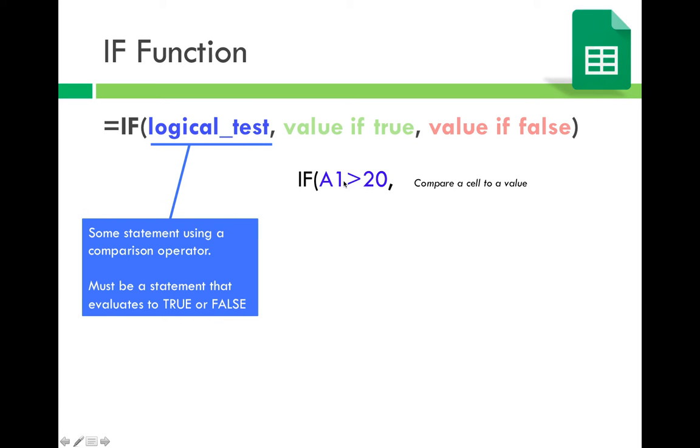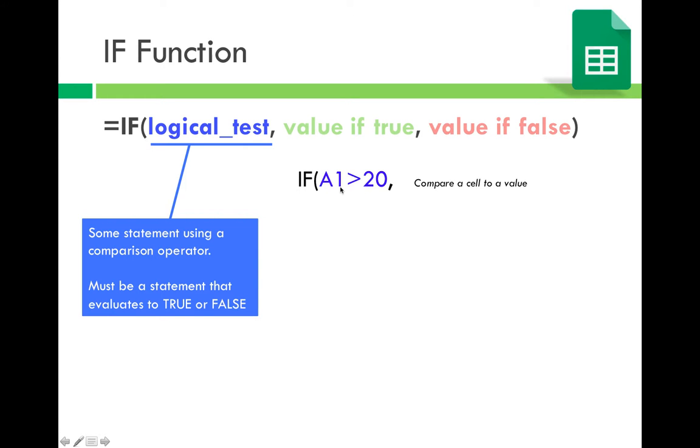So what if we did something like this? If A1 is greater than 20, right? So look at the value in A1, and if that value in A1 is greater than 20, there's the comparison. So we could compare a cell to a value. If this was a true statement, we'd jump over to do whatever it said in value of true. If this was false, if A1 was not greater than 20, we would jump over and do whatever it said in value of false.